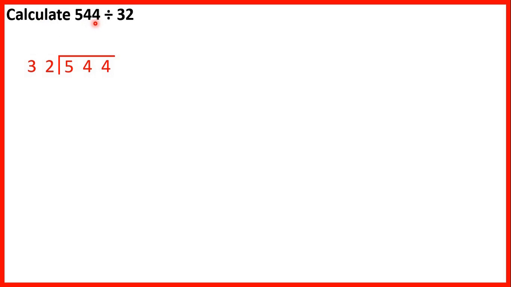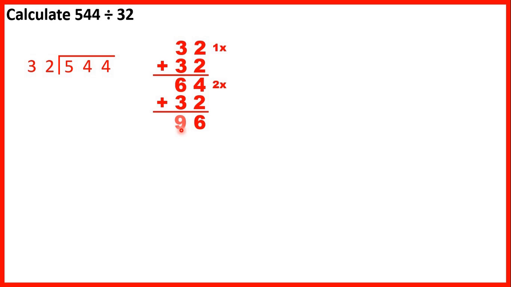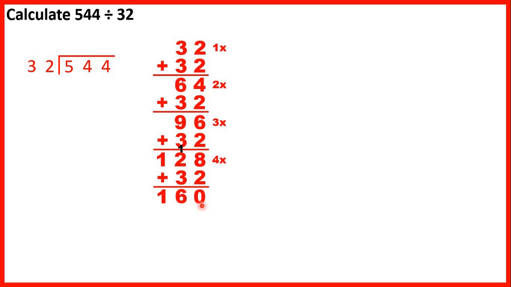Calculate 544 divided by 32. So we need to work out our 32 times table. 32 is of course 1 times 32. If we add another 32, we get 64 for 2 times. We have 96 for 3 times. Adding another 32 gives us 128 for 4 times, and then we get 160 for 5 times.